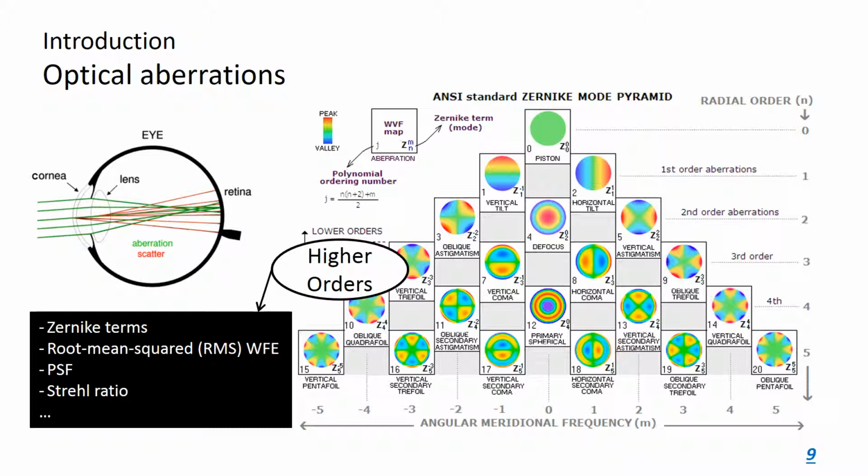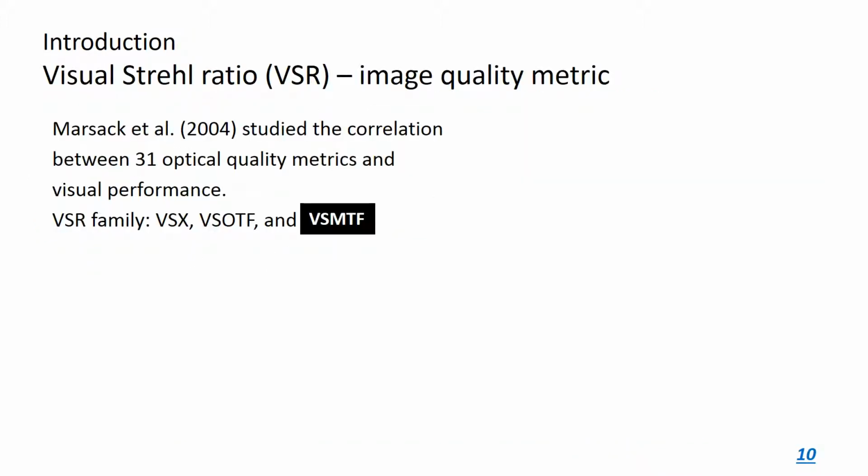However, several studies have shown that these metrics do not properly reflect the visual performance of the eye. One publication demonstrated the correlation between 31 image quality metrics and visual performance. Further studies showed that a family of 3 aberration-derived image quality metrics had the highest correlation with visual acuity. These metrics are called visual Strehl ratio metrics.